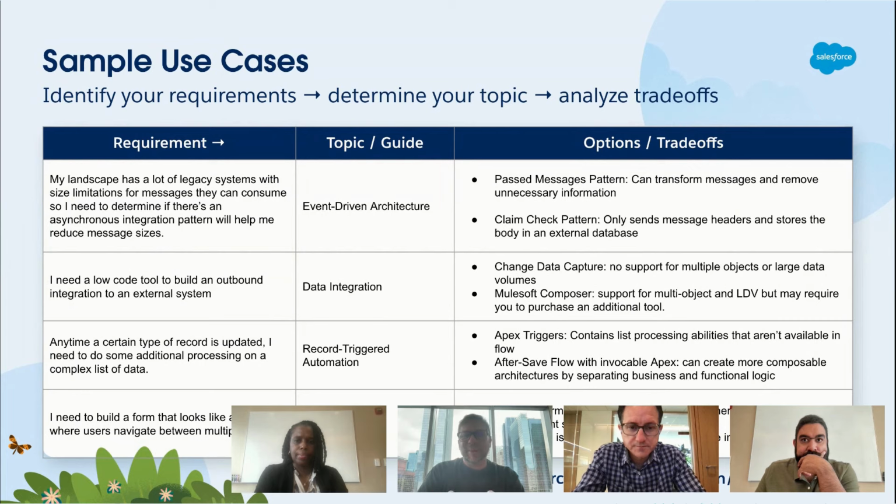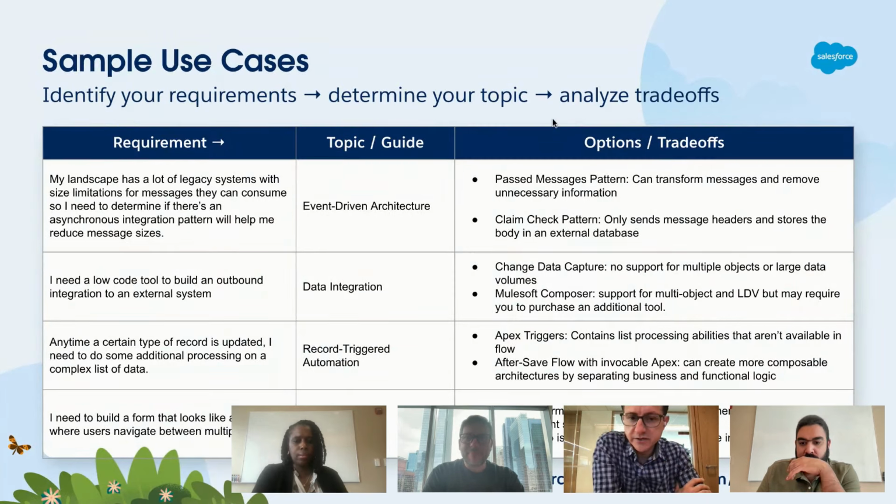But the idea is you can go through and you can see that these are 2 options, right? And then same thing with record trigger automations, and we can go through each guide. But the idea is you're kind of thinking through, here's what I need to do. Here's some of my constraints. Then we go to the guide, we figure out the trade-offs, and then go to the tools from there.